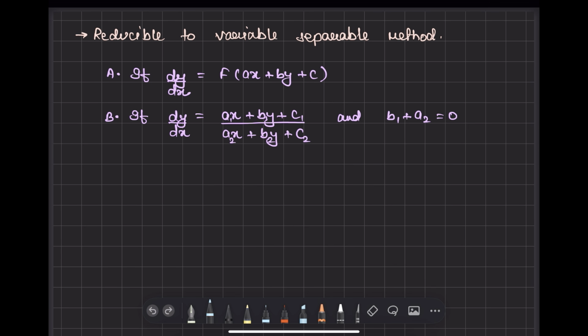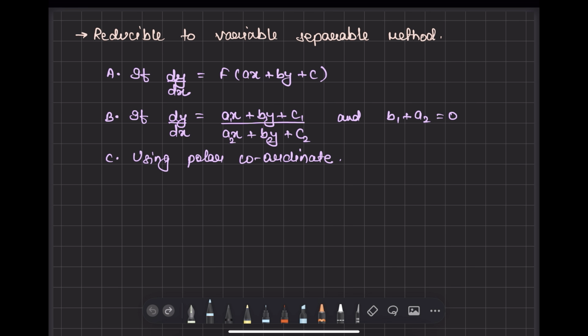Then later we studied dy by dx equal to linear function by linear function. Here we have a condition that the coefficient of y from the numerator and the coefficient of x from the denominator sum up to 0. Then only we can apply it. And here what we have to do is keep the x terms together, the y terms together, and x dx, y dy together. Correct?